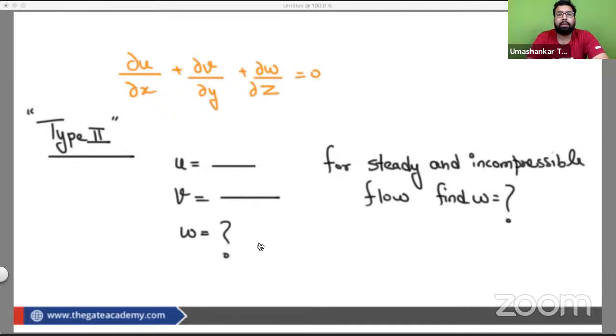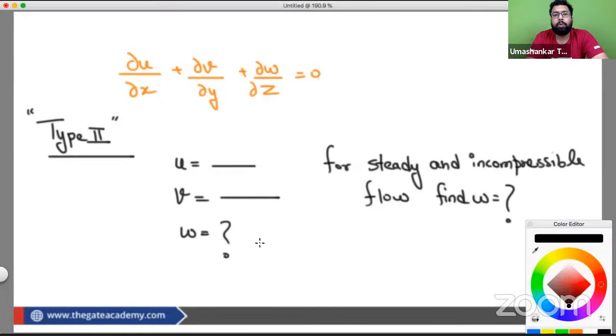So suppose some value of u is given, some value of v is given, and you have to find some value of w.